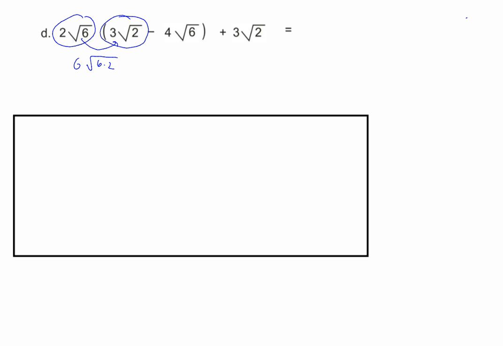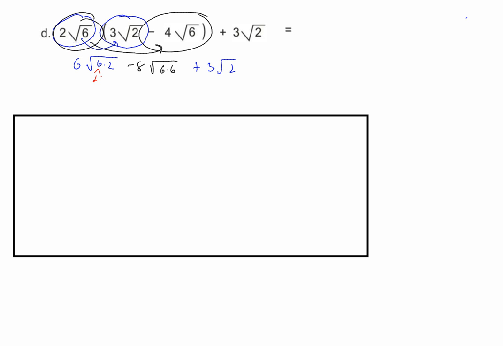The second distribution. All right, 2 times a negative 4 is a negative 8. And again, I already know that the square root of 6 times 6 is a 6, and I would have written negative 48 there, but I'll do it that way for your sake. So that's the front part. Plus 3 times the square root of 2. Let's finish the simplification process.